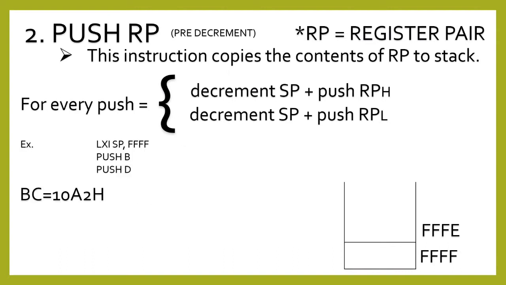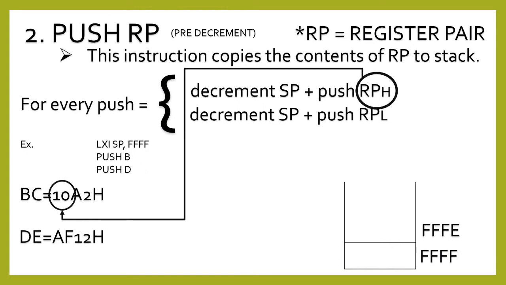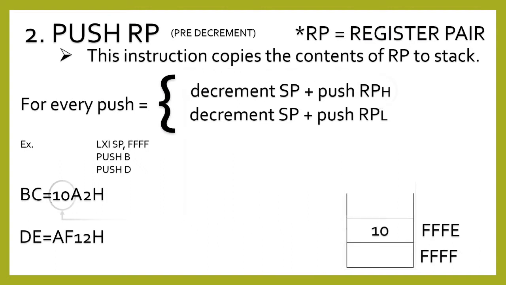So the contents of BC is 10A2H. Then the contents of DE is AF12H. These are the contents of both register pairs B and D. What we're doing now is pushing B. That means you're copying the contents of this register pair to the decremented stack pointer. So now, you need to copy the higher order byte of the BC register pair. The higher order byte of BC is 10. This 10 will be copied to the FFFE stack location.